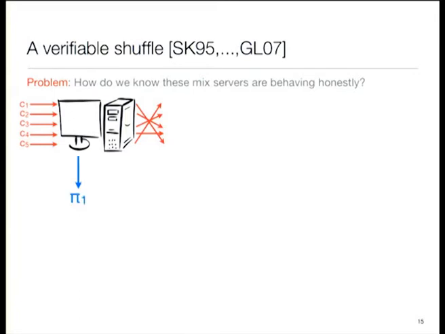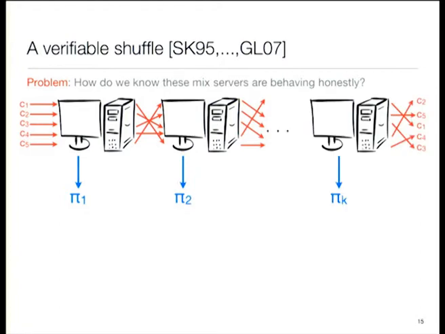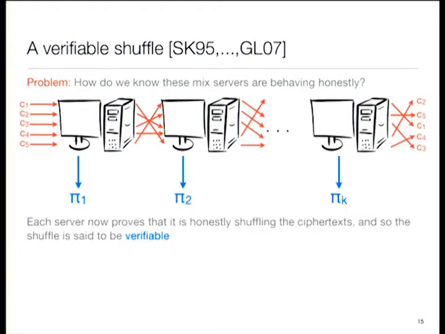So this proof pi is like a zero knowledge proof that says, I really did the shuffle honestly. So we can ask each mix server to output such a proof, and then we can say that the shuffle is what we call verifiable, because any user sitting at home can go check all these proofs and make sure that the election really did take place honestly.